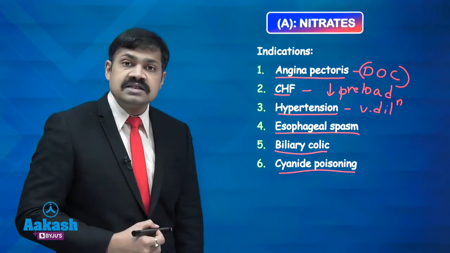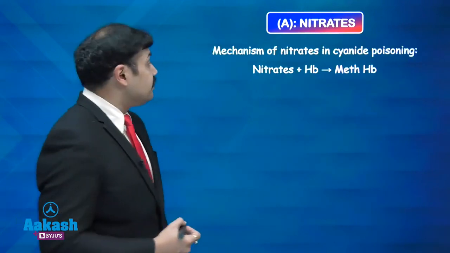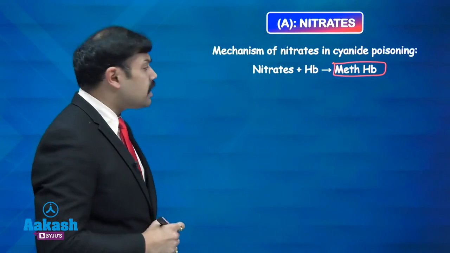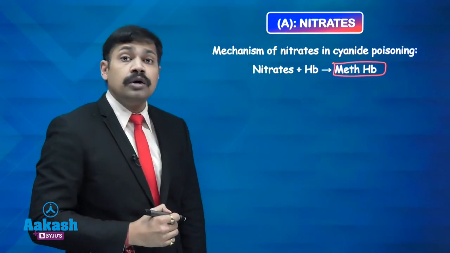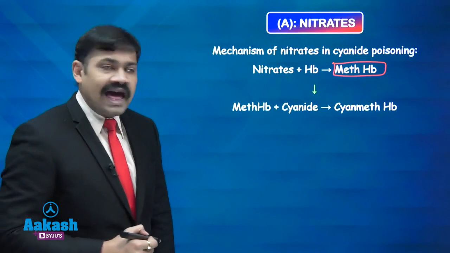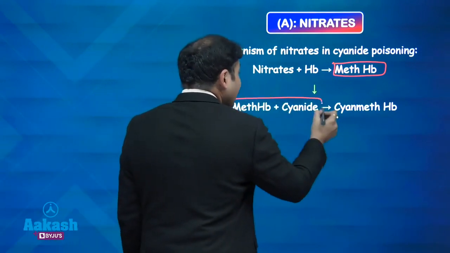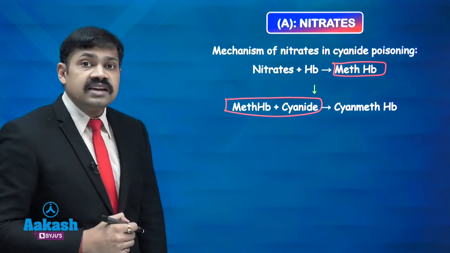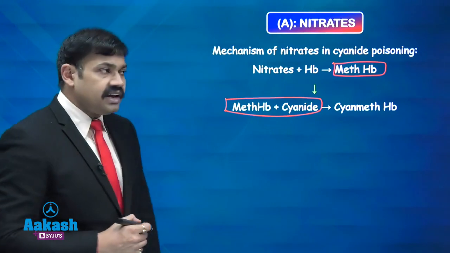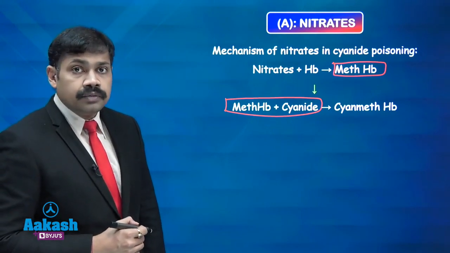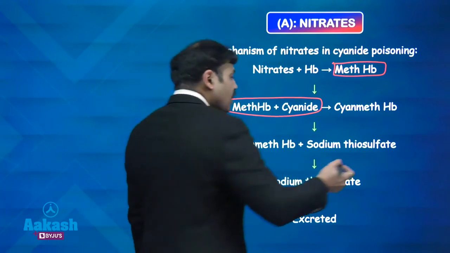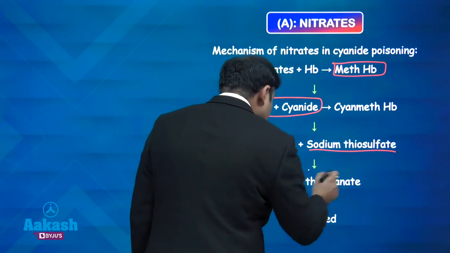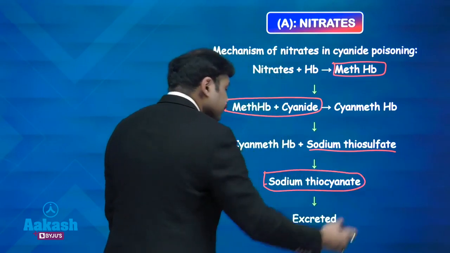Why do we use nitrates in cyanide poisoning? Because nitrates combine with hemoglobin to form methemoglobin. This methemoglobin acts as a cyanide chelator. It combines with cyanide, and cyan-methemoglobin is formed. Now when we administer sodium thiosulfate, cyan-methemoglobin will react with it to form sodium thiocyanate, which can be easily excreted.